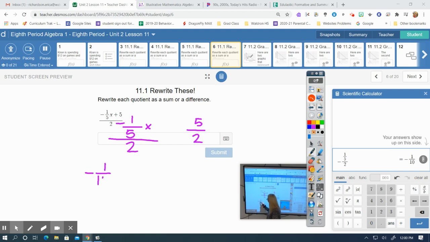So it's -1/10 x, and then we have 5 divided by 2. We're going to just leave that as 5 halves. Okay, or you could put 2.5. That would also be correct since it's a terminating decimal.